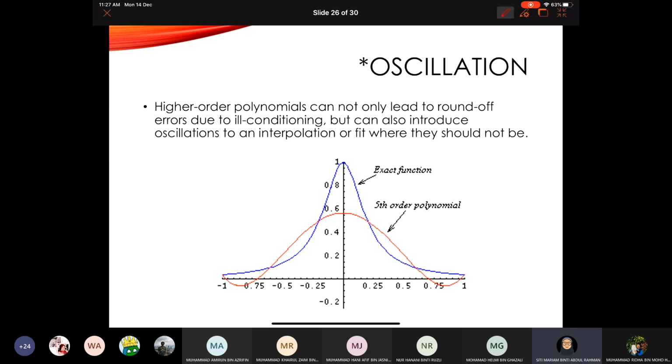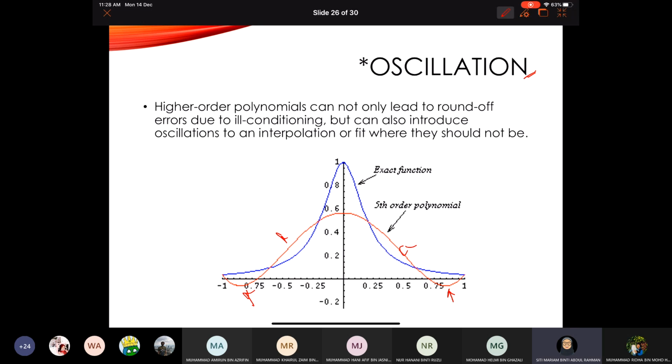And then the last concept for when we talk about curve fitting, so you akan dengar the term oscillation. So kita kan buat higher order polynomial, but then kat sini dia nak highlight that higher order polynomial can not only lead to round off error due to ill conditioning, but it can also introduce oscillation to an interpolation or fit where there should not be. So kalau kita buat least square regression or interpolation, kadang-kadang dia nak cakap maknanya higher order polynomial itu is not necessarily better. So let's say the exact function yang kita ada biru tu kan. So we want to try to fit a fifth order polynomial. So kita dapat yang merah ni. So when you do red, the fifth order polynomial, you will see that you experience oscillation.